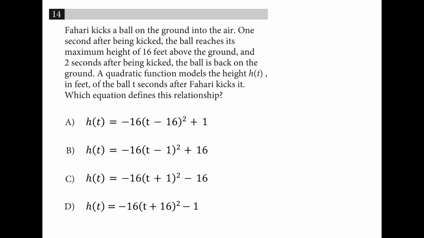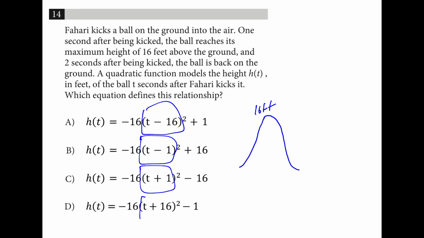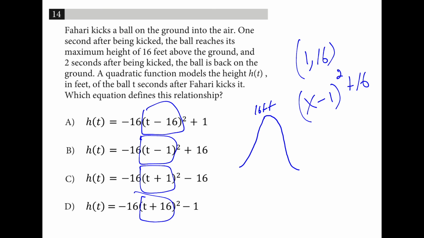Fahari kicks a ball on the ground into the air. 1 second after being kicked, it reaches its maximum height of 16 feet. And 2 seconds after being kicked, it's back on the ground. So you would expect to see when time is 0, the height is also 0. But you can see that all of these are in vertex form. We can spot the vertex as (1, 16). So we're going to look for something that says (x - 1) squared plus 16, which is what B looks like.